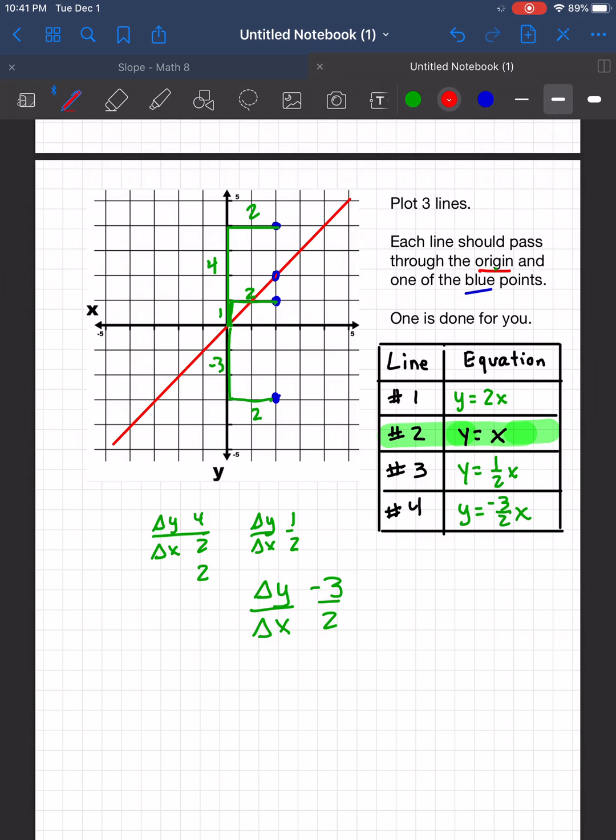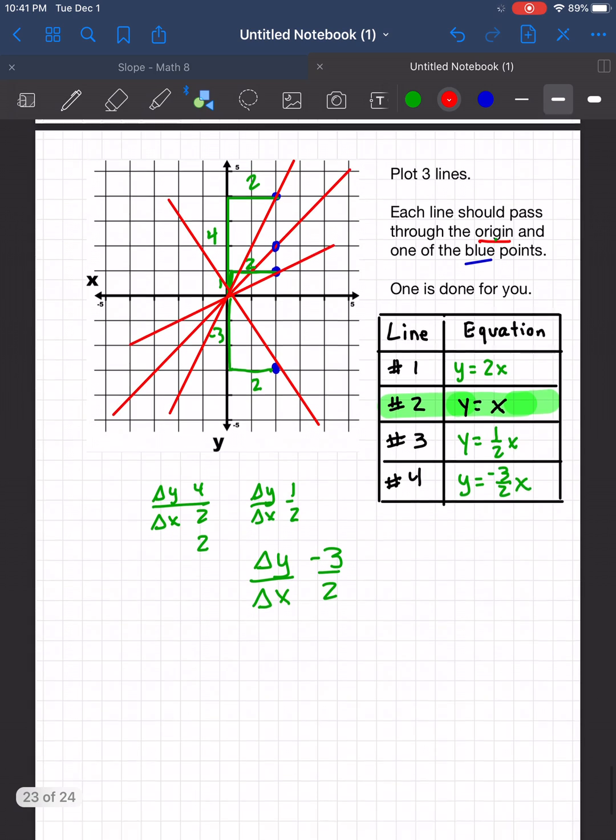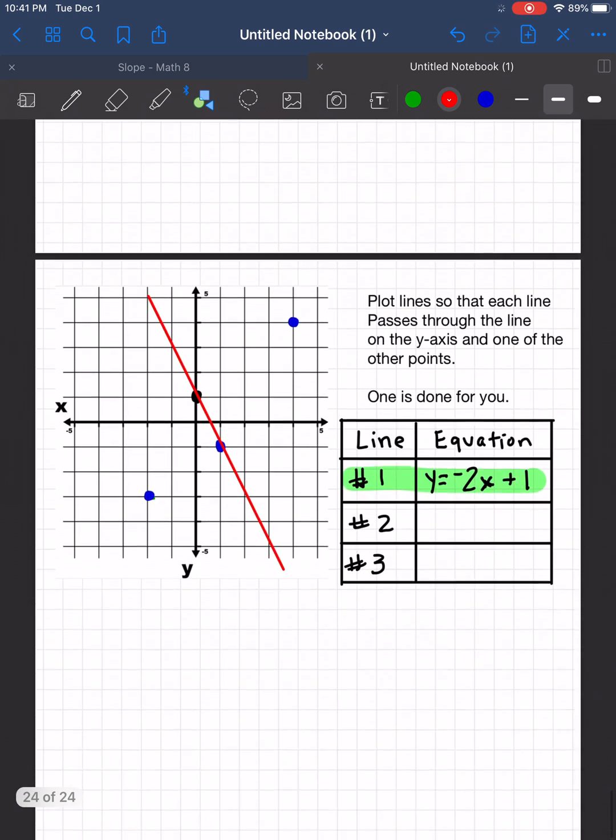Now, like I said, Desmos would be connecting these for you as you go, or when you hit the submit button, it will create lines for you. It'll make the lines that your equations create. So if your lines are correct, it will follow the directions. It'll go through the origin and through one of the blue points. If it doesn't do that, then one of your equations is incorrect and you need to fix them.